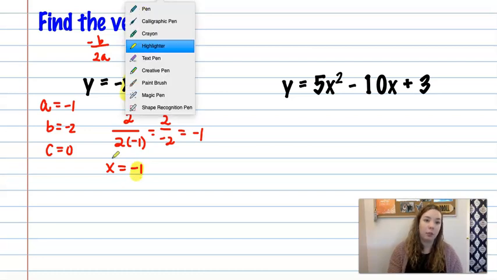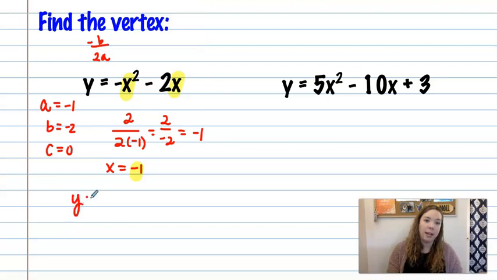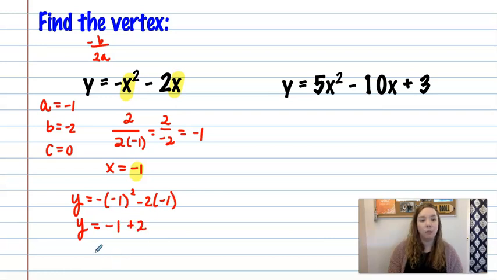So we'll have to plug it in twice here. So I'll have my negative in front of my x squared, and then I'm plugging in my negative 1. So here, negative 1 squared is positive 1, but I still have this negative in the front, so I'm going to end up with a negative 1 plus 2, which is positive 1. So now I know my two coordinates. My final answer for my vertex is negative 1, 1.